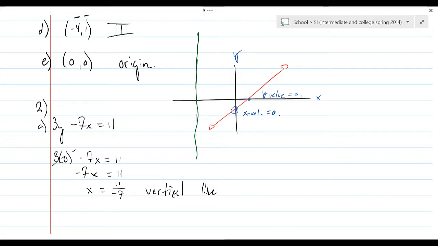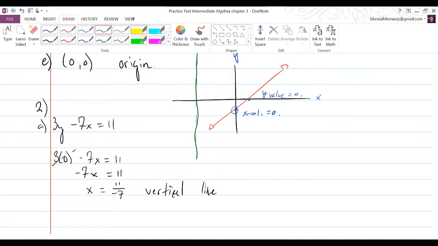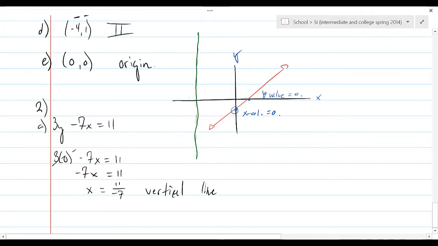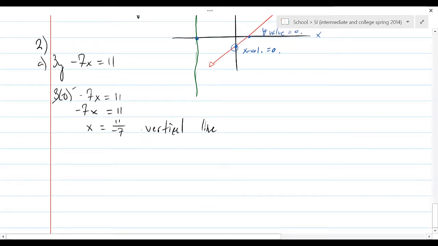But what the intercept is referring to is where it crosses the x-axis, right there. And so what we can do is turn this into a point, because that's what an intercept is, by saying, well, what's my x value? That is negative 11 over 7. And what's the y value at every x-intercept? 0. And that's an acceptable answer.